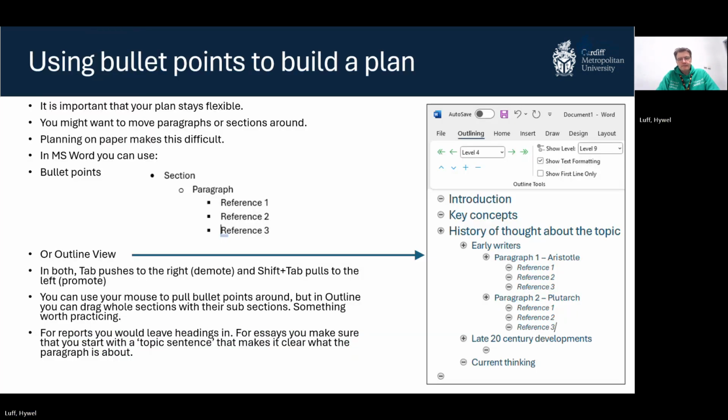When you're building up your plan, it's very useful on a computer to use bullet points. You can start off by deciding what the major sections are, and then break those major sections down into individual paragraphs. Then you can put your references into each paragraph. So what evidence am I going to use? That's the evidence I've got for that point. What order am I going to put them in?